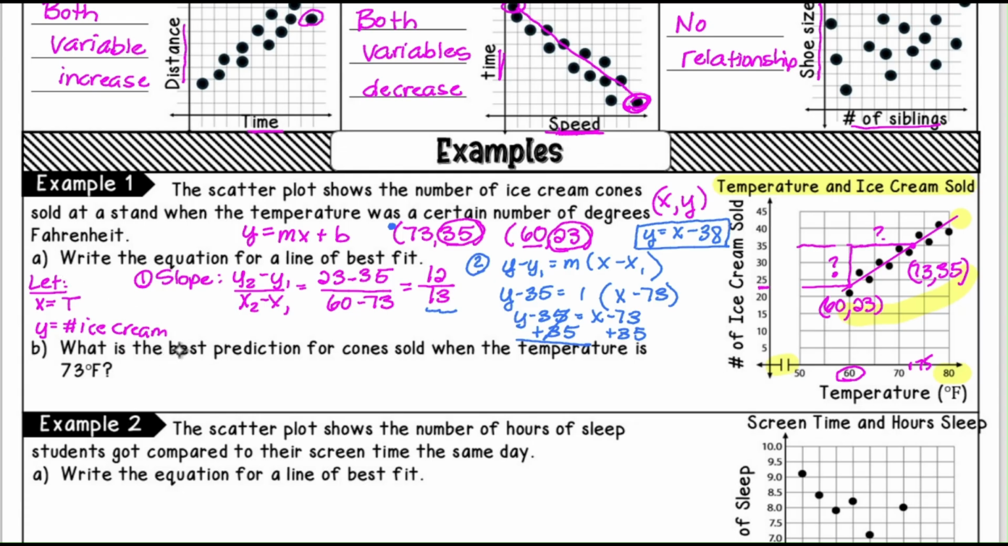So it says, what is the best prediction? And when you go to do this with a calculator in the next lesson, you will get exact numbers because your calculator will tell you this exactly. You won't have to do all of this, but we need to do it the long way before we can do it the short way.